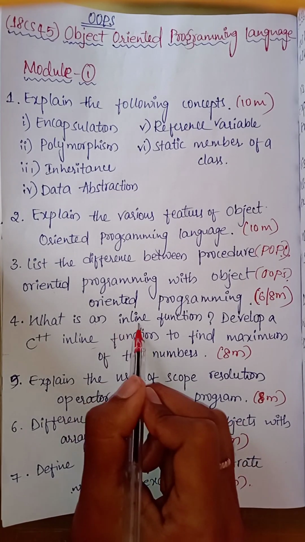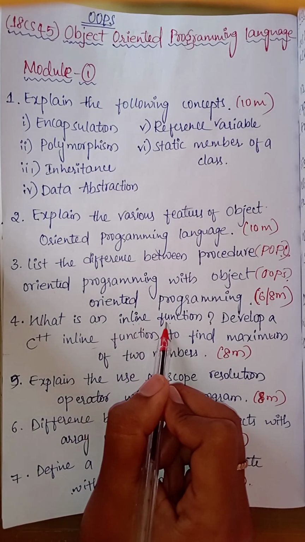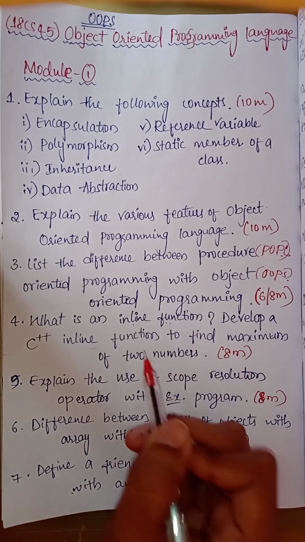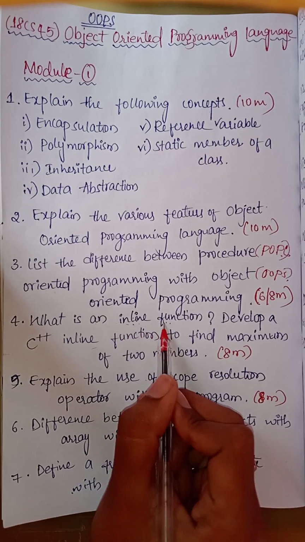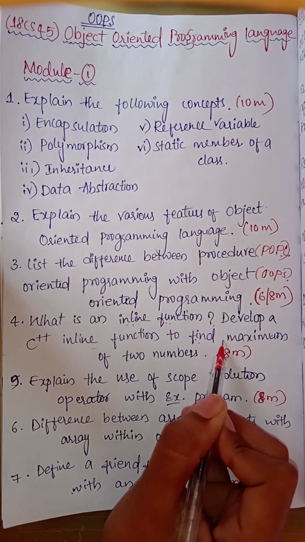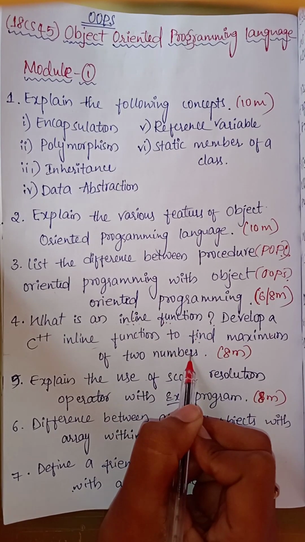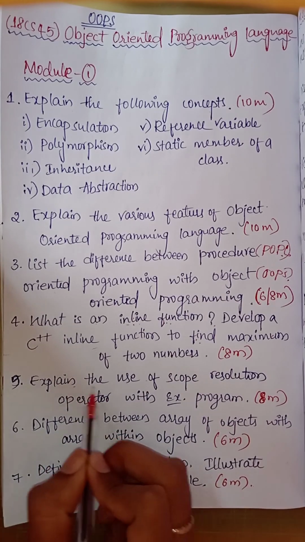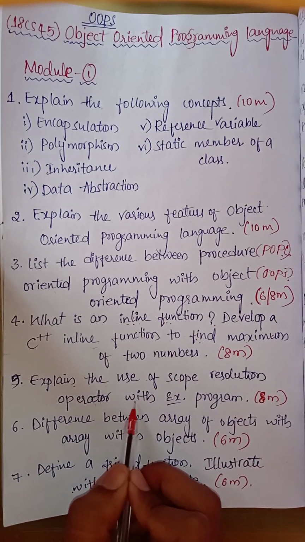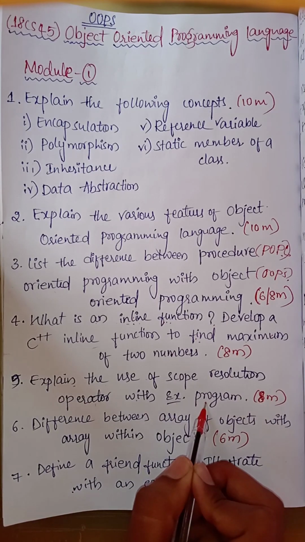You have to write the definition first. Inline function. Sometimes you miss the definition, you don't remember to write that. First you have to write the inline function definition, then write a program to find the maximum of two numbers. Okay. Then explain the use of scope resolution operator with example program.